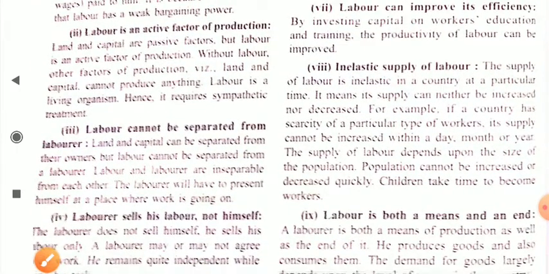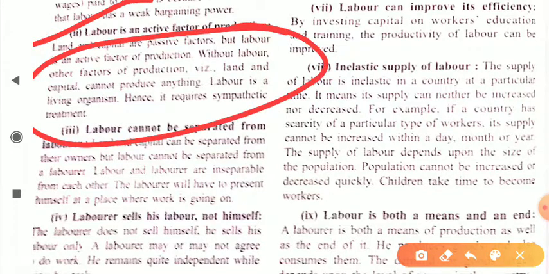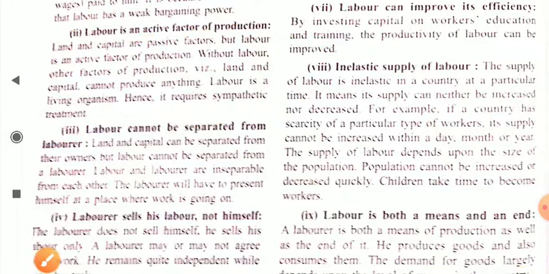Next is, labor is an active factor of production. Land and capital are passive factors, but labor is an active factor of production. Without labor, other factors of production like land and capital cannot produce anything, which I told you at the start of this video, that labor is a living organism and hence it requires sympathetic treatment, not like other factors of production. While we have capital and land, without labor we cannot produce anything.